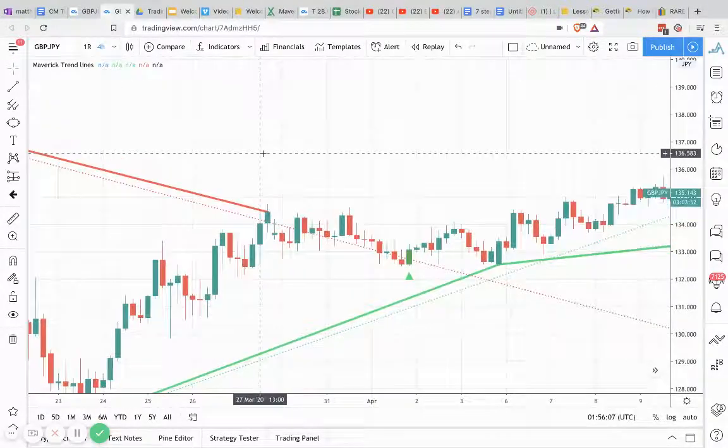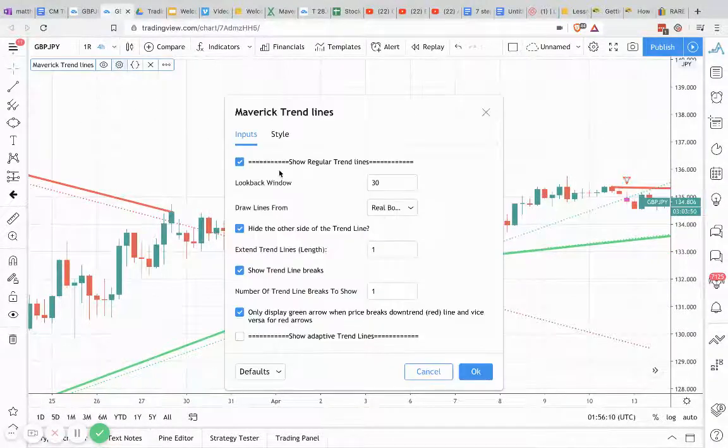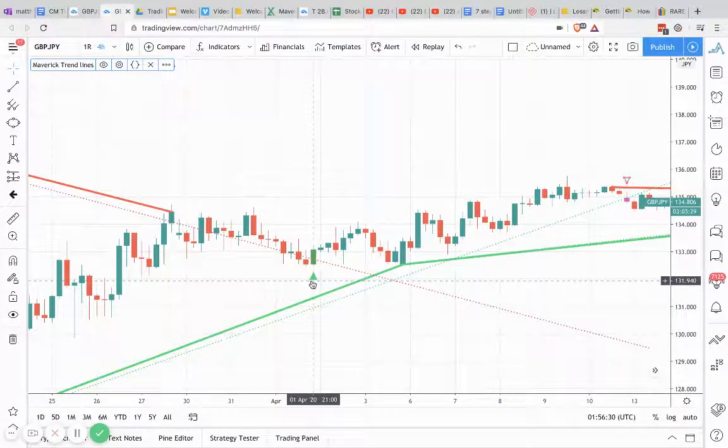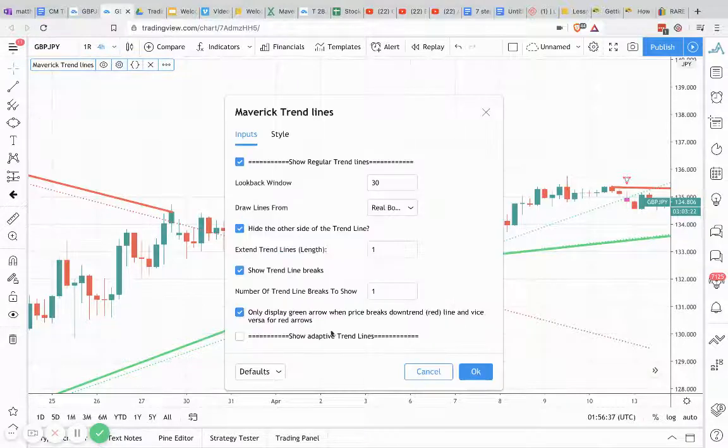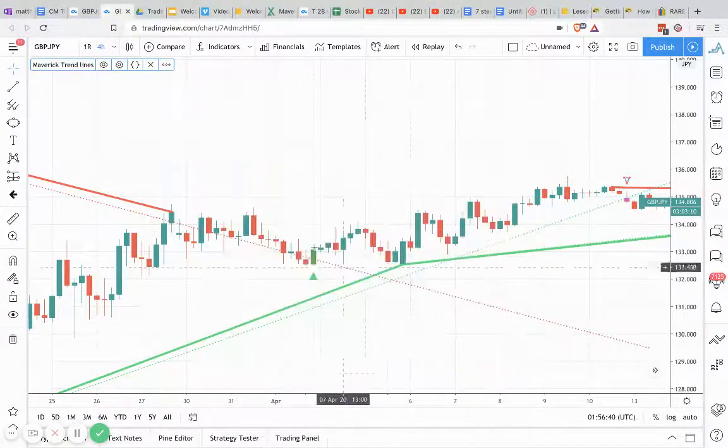And there's a setting in here, while we're on this topic, that I want to jump right in and talk about, which is this option here. When you first read this, it might be kind of confusing. I know I'm the one that wrote it, and it's still kind of confusing to me. But basically what it's saying is to only display green arrows when the price breaks a downtrend line. So that's the current setting that we have for this indicator. That is the default setting. Only display green arrow when price breaks that.